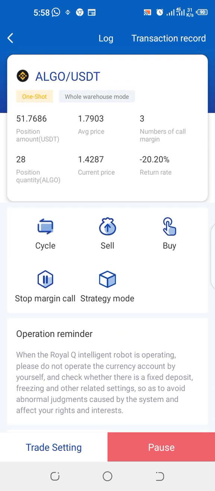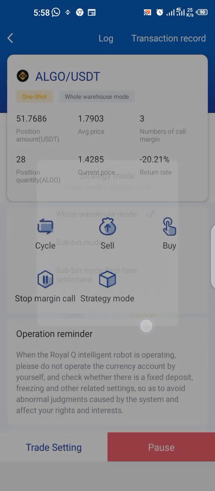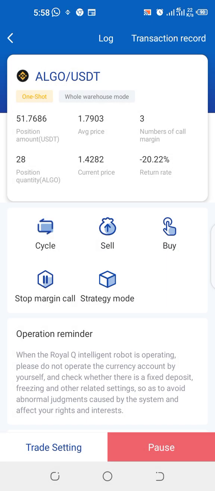But when you want to close a trade completely, you need to switch back to whole warehouse mode. It has to be in whole warehouse mode so that you can keep averaging the price and thus reduce the cost price, and then you'll be able to sell earlier.